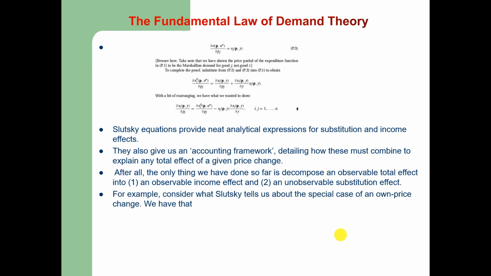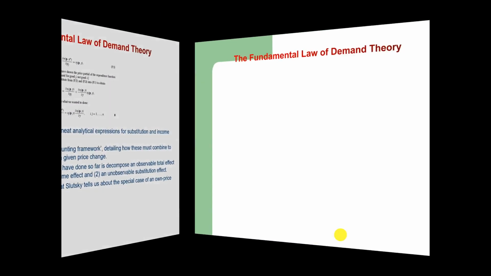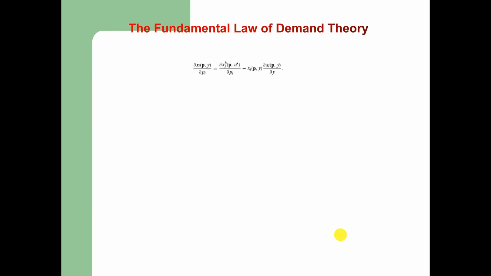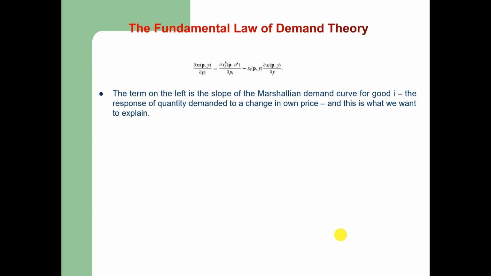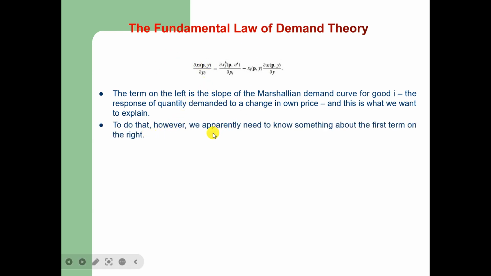For example, consider what Slutsky tells us about the special case of an own price change. We have this equation, which is the Slutsky famous equation or the fundamental law of demand theory. The term on the left is the slope of the Marshallian demand curve for good i, and that is the response of quantity demanded to a change in own price, xi and pi, and this is what we want to explain. To do that, however, we apparently need to know something about the first term on the right hand side, this one.